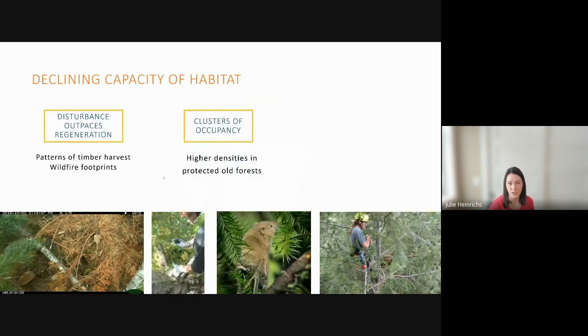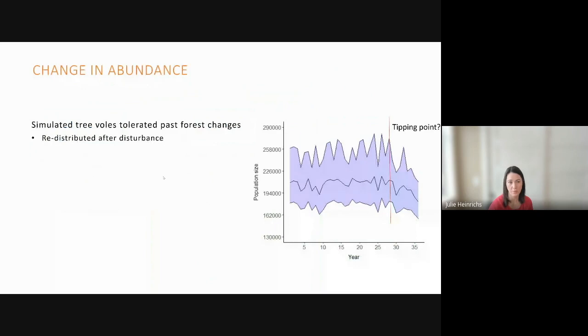So I guess some of the implications of this work were that disturbance is outpacing regeneration. That was leaving us with some clusters of occupancy in these higher density areas of protected forest, but leading to the realization that the tree voles are becoming increasingly fragmented in disconnected populations.